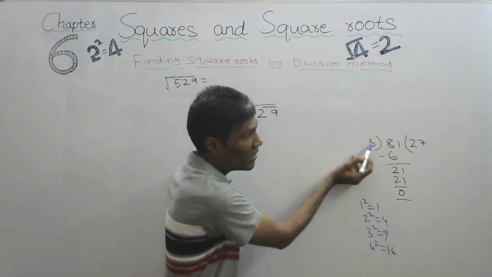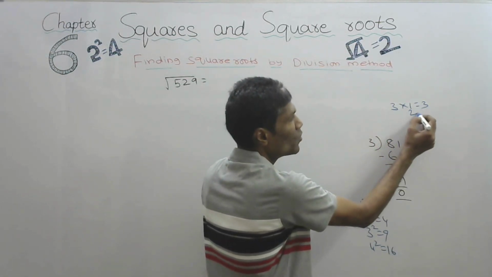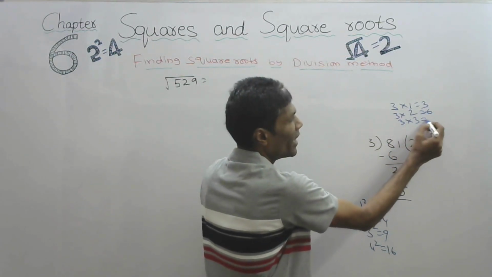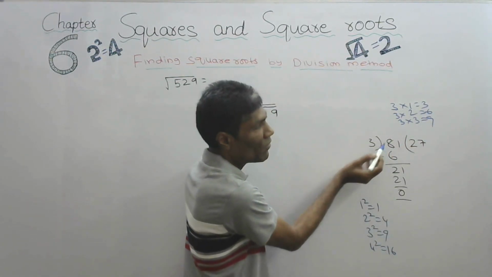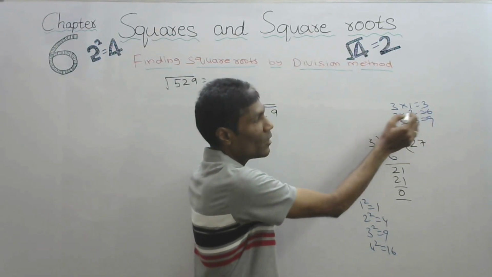Remember what we have done? 8. What we are doing? 3 ones are 3, 3 twos are 6, 3 threes are 9. So 8 we want. So we are taking the smaller number and we are doing the division.